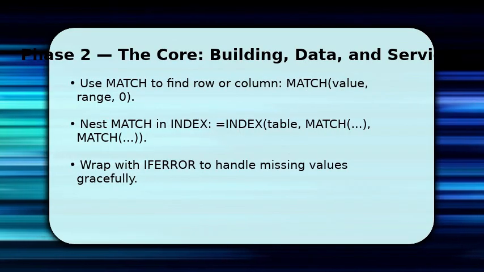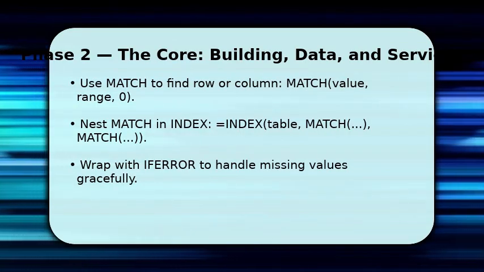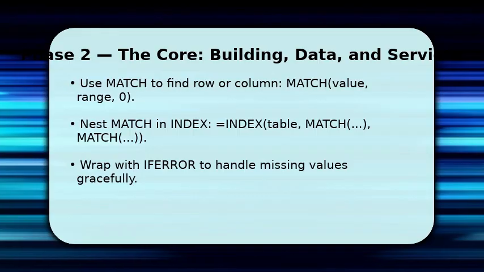If you need an entire column, leave the column number blank, and vice versa. Make sure to set the third MATCH argument to 0 for exact matches. Test each MATCH separately so you can see where errors occur before combining functions.